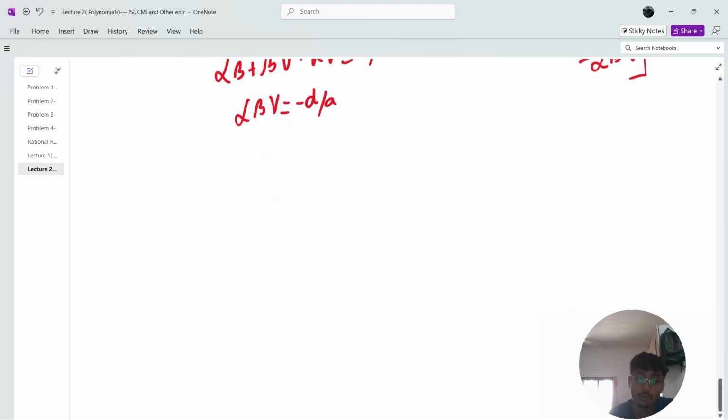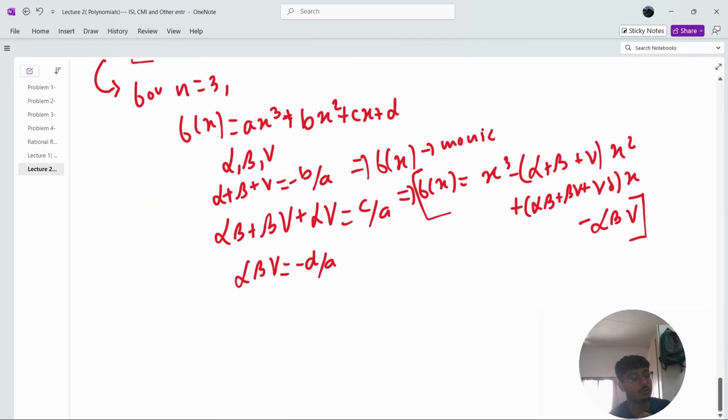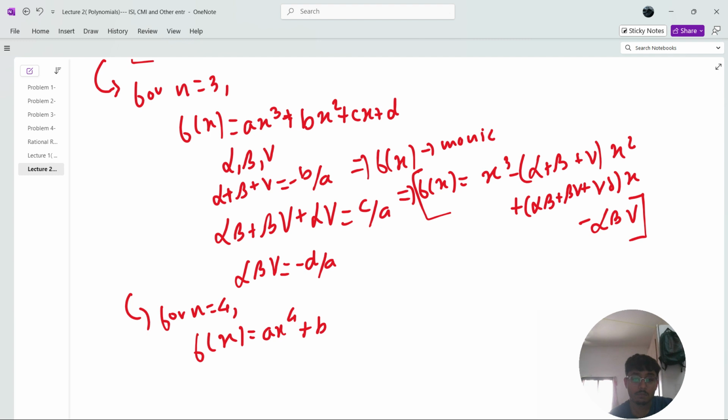I'm showing you the fourth one. But instead of fourth, f of x is ax to the power 4 plus bx cube plus cx square plus dx plus e. Roots are alpha, beta, gamma, and delta.